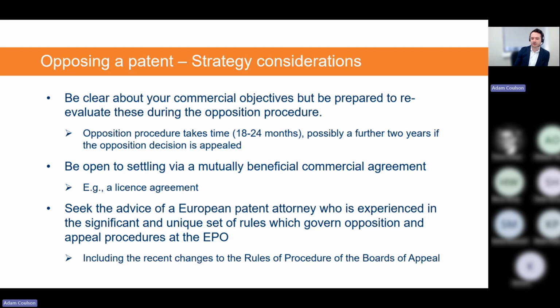It's important to note that a significant and unique set of rules exist for governing opposition and appeal procedures at the EPO. Recent changes to these rules considerably affect what arguments and evidence can be introduced into the opposition and appeal proceedings and at what stage. Without the assistance of an experienced European patent attorney, it is easy to overlook these rules and procedures and then risk losing an otherwise winnable case. So we always advise seeking the advice of a qualified European patent attorney when considering whether to oppose a European patent.